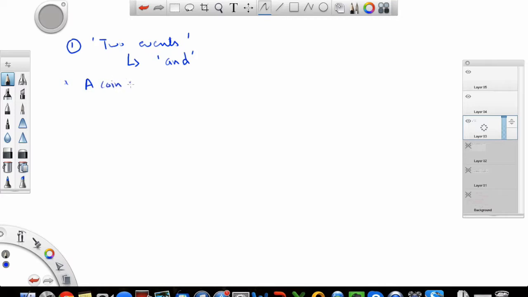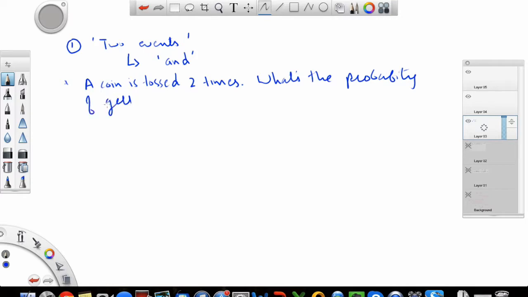Let's say a coin is tossed 2 times. What's the probability of getting both heads? Okay, so I toss the coin 2 times. I want to find the probability of getting a head on the first toss as well as a head on the second toss, right? So here are two events and you want to find the probability of both of these happening. This is the AND event. So here the total probability is the probability of the first event, getting the first head, times the probability of the second event, which is getting the second head.